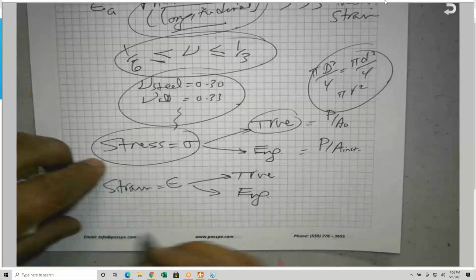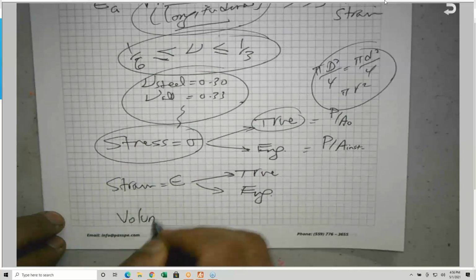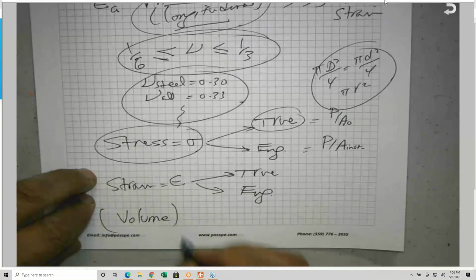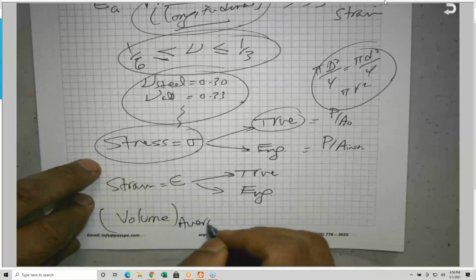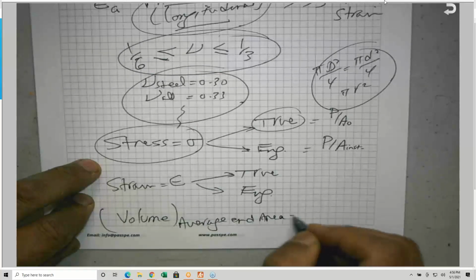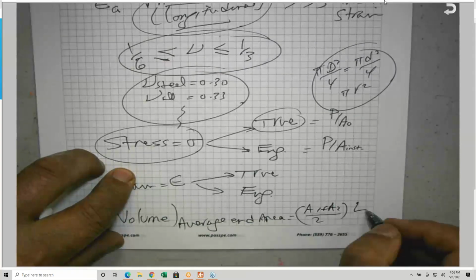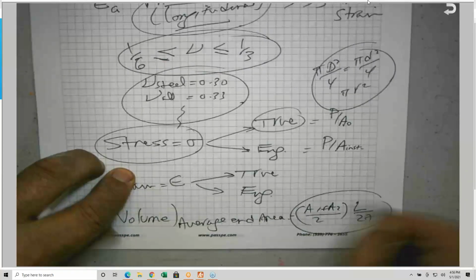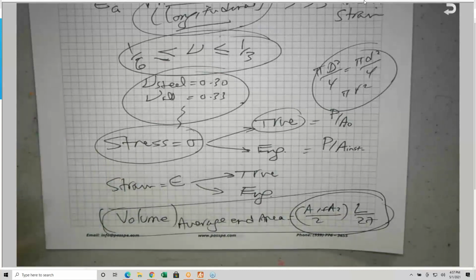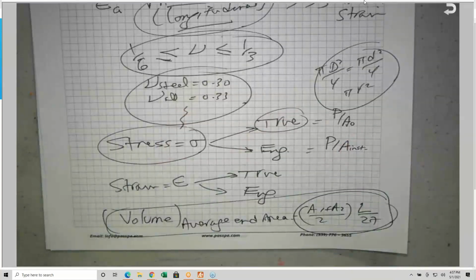This is just on the side. We are going to use one equation, which is a volume using the average end area, which is A1 plus A2 divided by 2 times L, and we divide by 27 to convert it. This is coming later on in the subject of surveying.